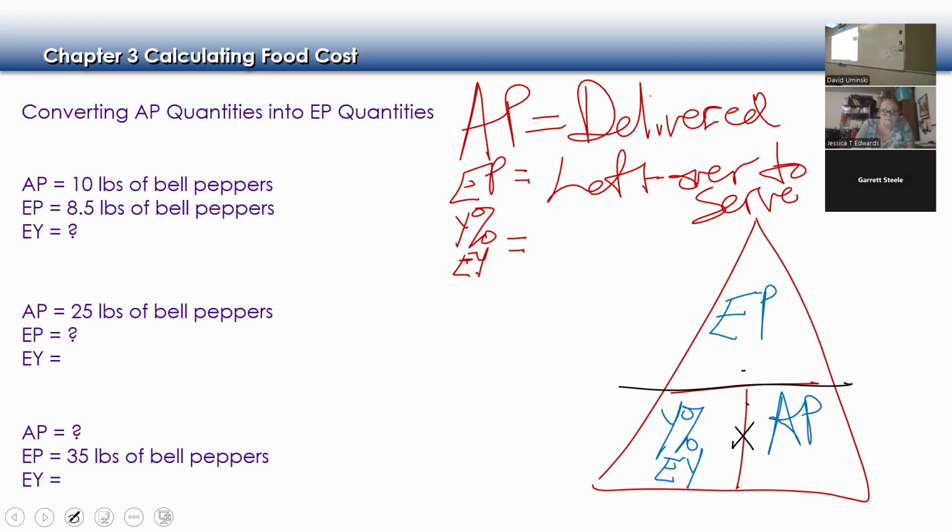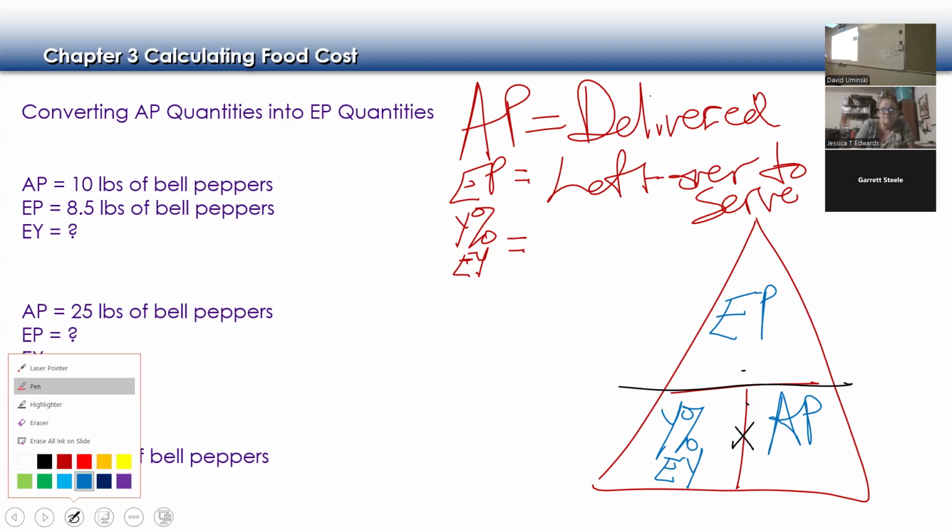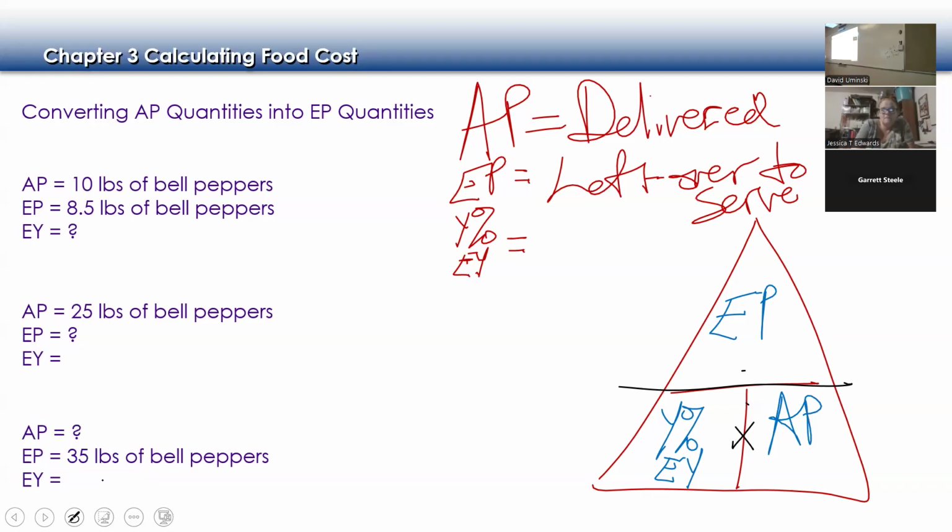EP is our edible portion. AP is our as purchased. Yield percentage or edible yield is the third corner. And then our triangle, just like we used our other one. So let's do some math.